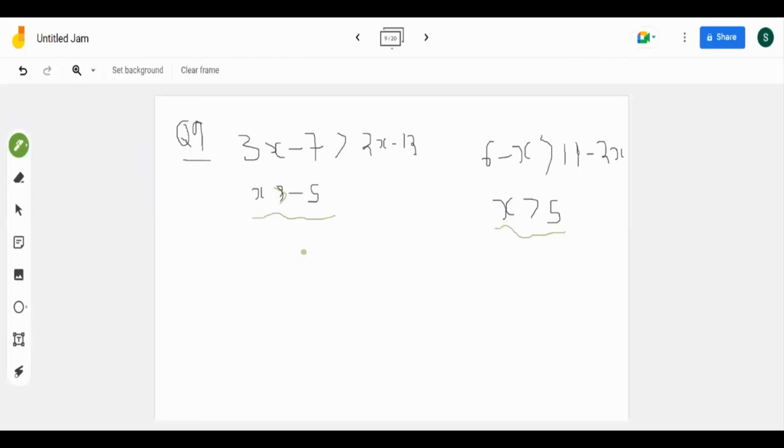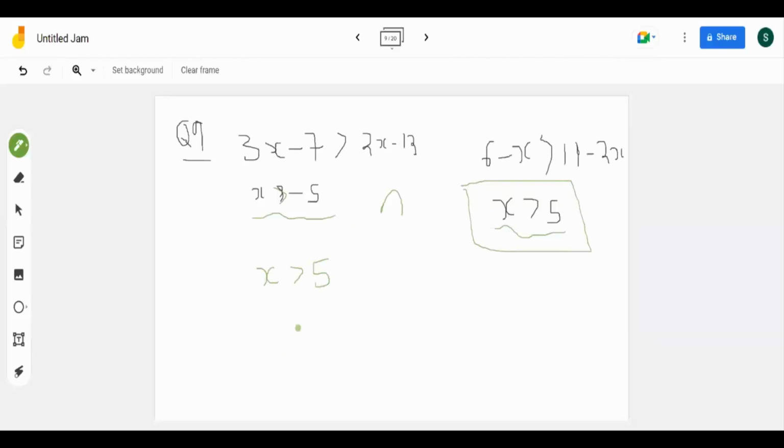So we have to satisfy both the inequalities simultaneously. Every number greater than 5 is greater than minus 5. Let us take 6, 7, 8, which are always greater than minus 5. So on combining both of these, we get our main inequality as x greater than 5.